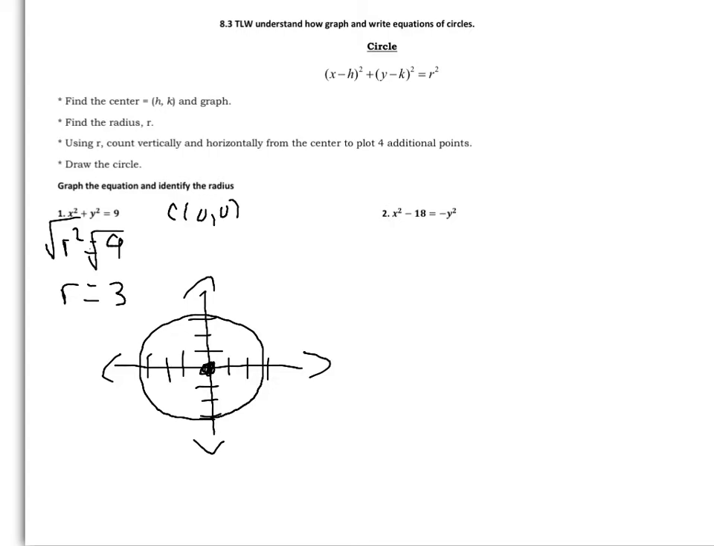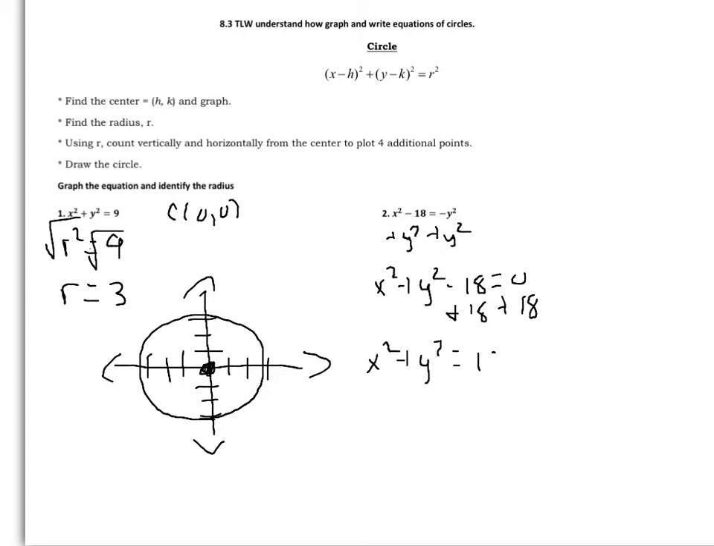So here, this one's not in, so I'm going to add the y squared over. x squared plus y squared minus 18 equals 0. Add the 18 over. So I get x squared plus y squared equals 18. I know my center is 0, 0.